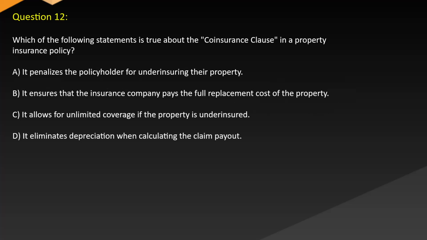Question 12. Which of the following statements is true about the coinsurance clause in a property insurance policy? A. It penalizes the policyholder for underinsuring their property. B. It ensures that the insurance company pays the full replacement cost of the property. C. It allows for unlimited coverage if the property is underinsured. D. It eliminates depreciation when calculating the claim payout.